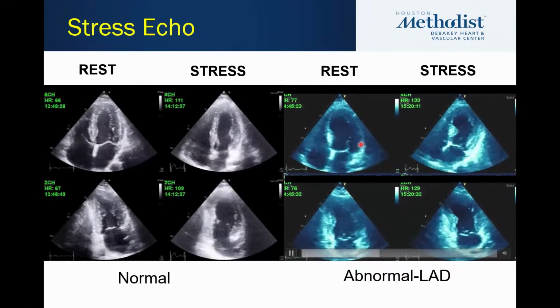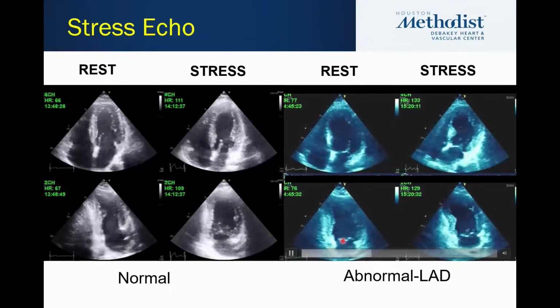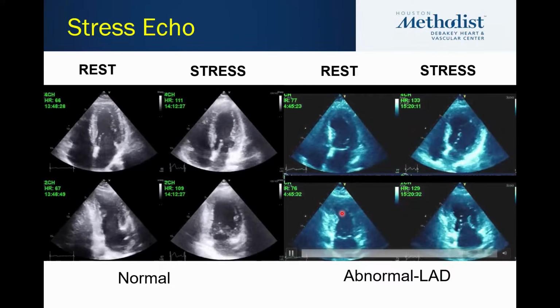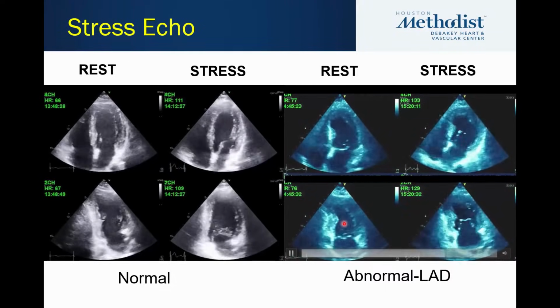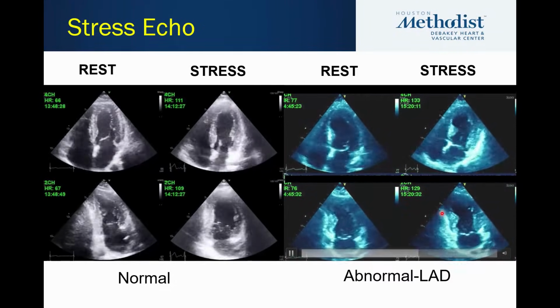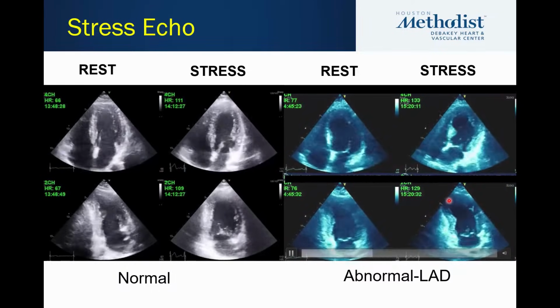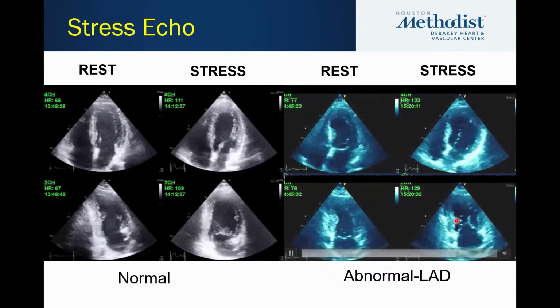If you look at this patient here, you have very nice wall motion and shortening at rest, but notice how this distal area of the ventricle is now bigger after exercise or during exercise. This particular patient is a treadmill, so this will be immediately after exercise.